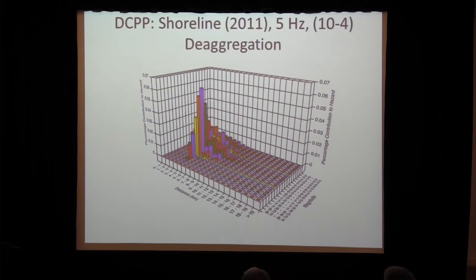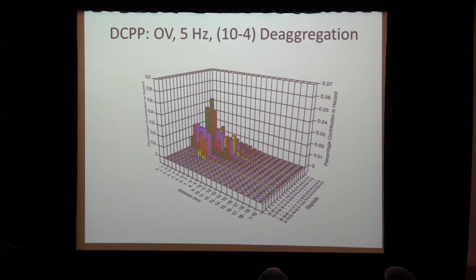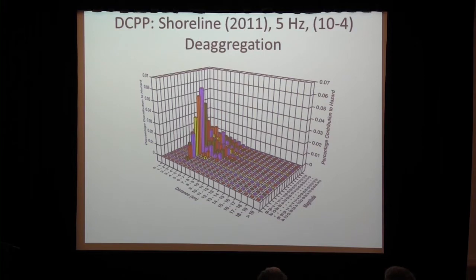Just to contrast that, we have the same plot, but this is now using the shoreline SSE model. So this is the deaggregation results. It's the same magnitude and distance bins, so 1 kilometer in distance and 0.2 in magnitudes. You can see there is a little bit of a difference. So if I toggle back and forth, you can see this is more distributed here as compared to the shoreline.